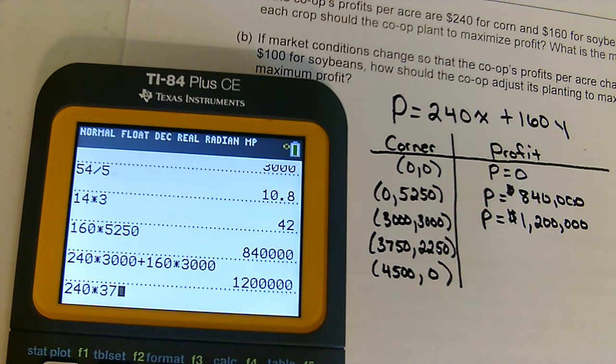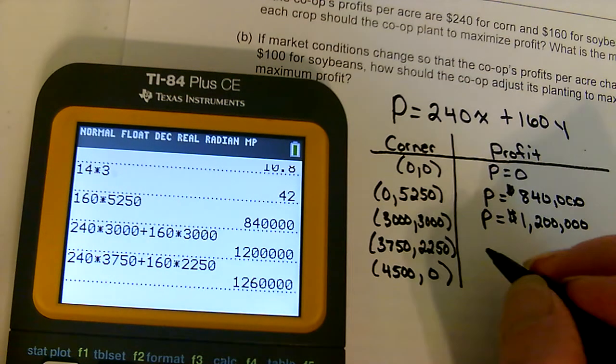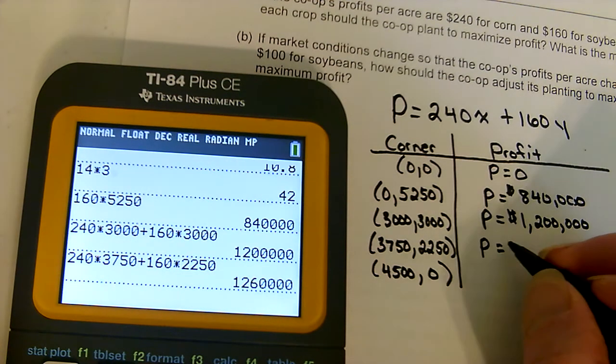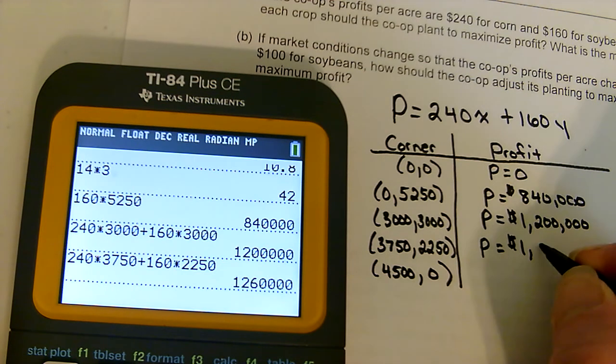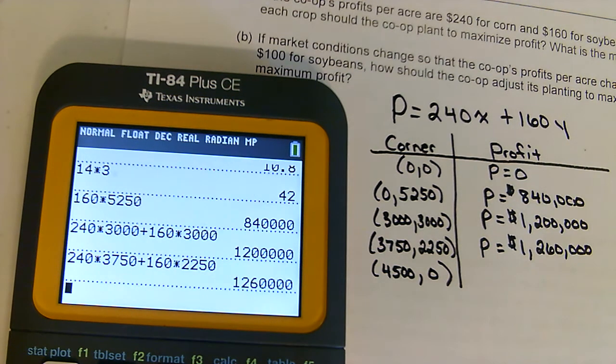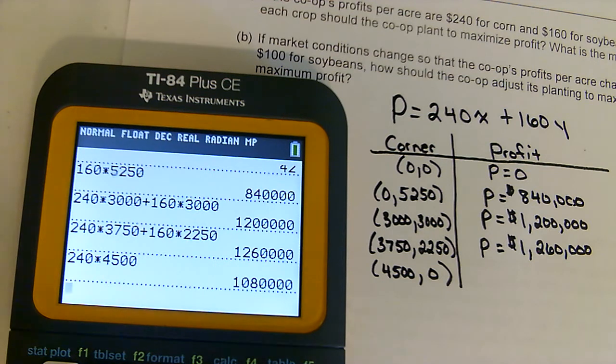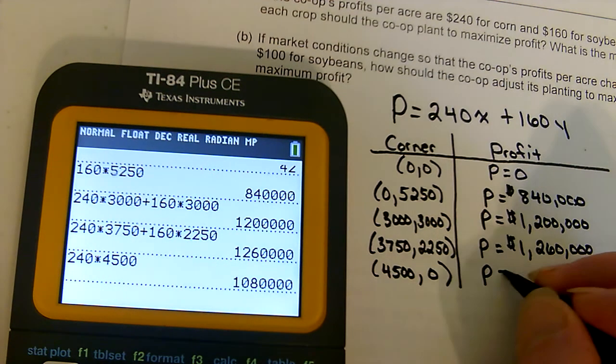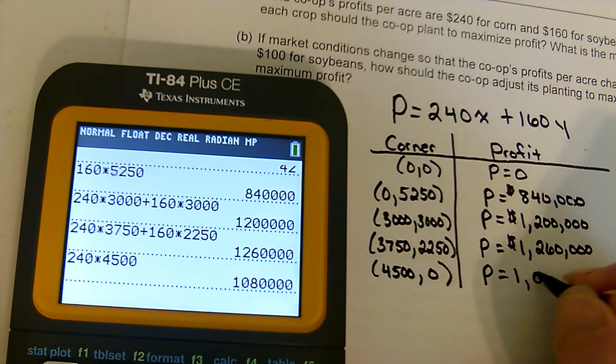240 times 3,750 plus 160 times 2,250. Ooh. $240 times 4,500. So this is if we plant only corn. You get $1,080,000.